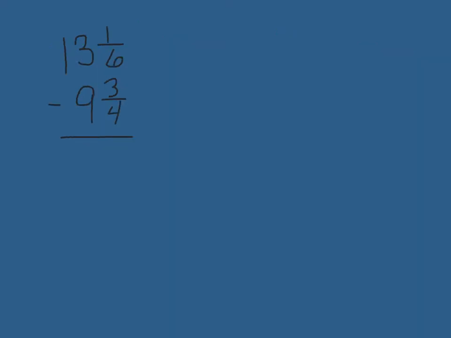Let's try another one like that. So we have 13 1/6 minus 9 3/4. So we need to find a common denominator here. So I have 4 and 6. 4 does not go into 6 evenly, so I need to do my multiples. So I'll do 4, 8, 12. I know 6 also goes into 12, so I'm going to use 12. So here I multiplied by 2.